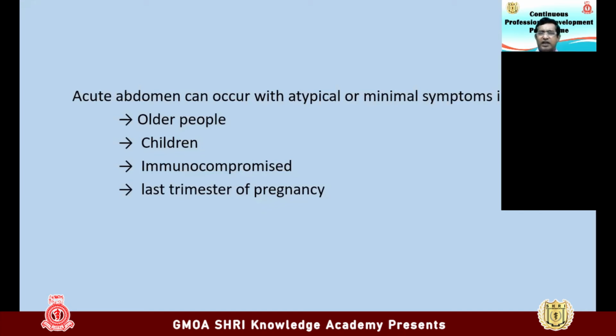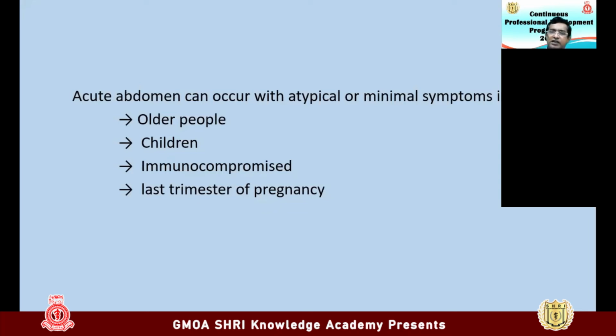And children are also the same. They may or may not be cooperative, and they don't know how to explain their symptoms or how to react to physical findings. So it's also a challenge, and you may need enormous experience and have to utilize certain specific investigations to come to a diagnosis when examining these patients. In the immunocompromised, you know that the immune response is minimal. Sometimes they may not have fever or autonomic symptoms, and they will not give you a proper picture of the underlying pathology due to their immune state.